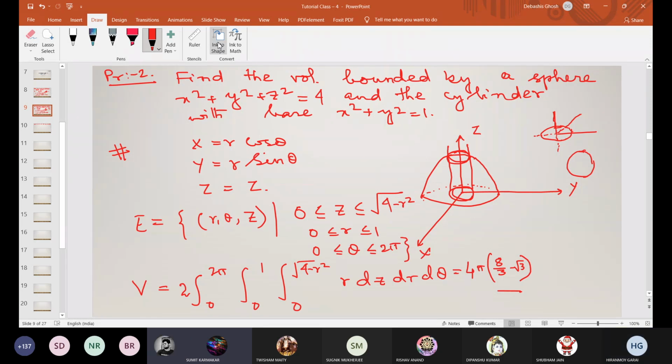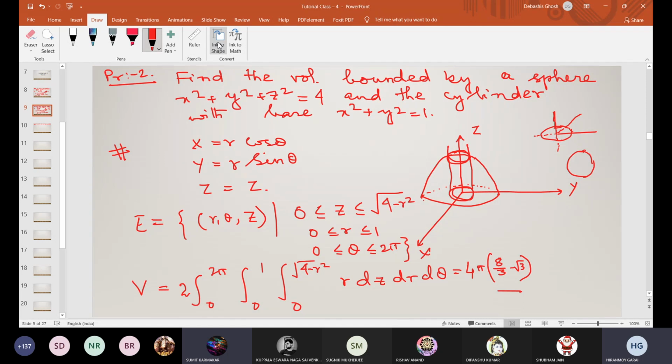Sir, in this case, how to write the limits for Z? Once explain it, sir. So you consider x equals r cos theta, y equals r sin theta. So that comes to x square plus y square, sorry, r square. So z square is equal to 4 minus r square. So z has its range from plus minus under root of 4 minus r square. We are taking the positive portion, that's why we have taken here the 2.